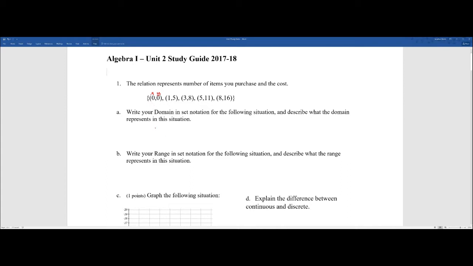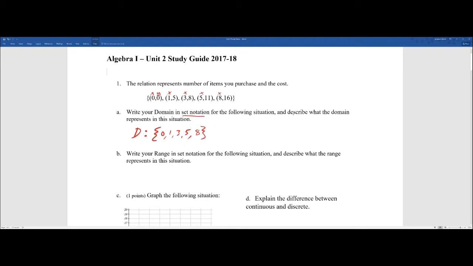Now, first things first, part A says we have to write the domain in set notation. So we have our domain, in set notation. That means we have to identify all our inputs, so all our independent variables. So we have 0, 1, 3, 5, and 8. We list them here in what we call set notation.